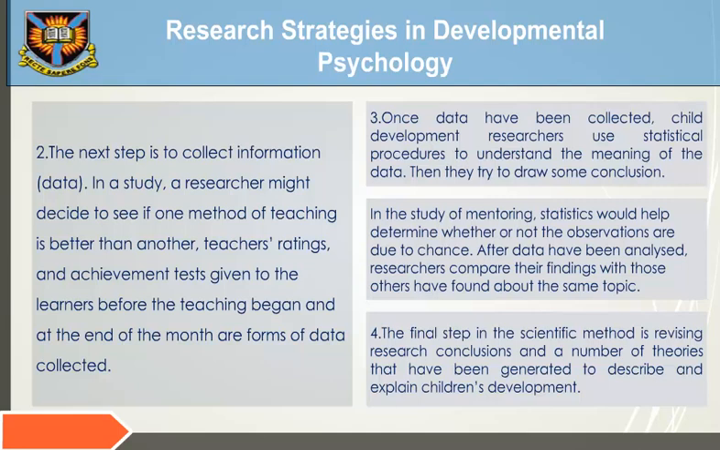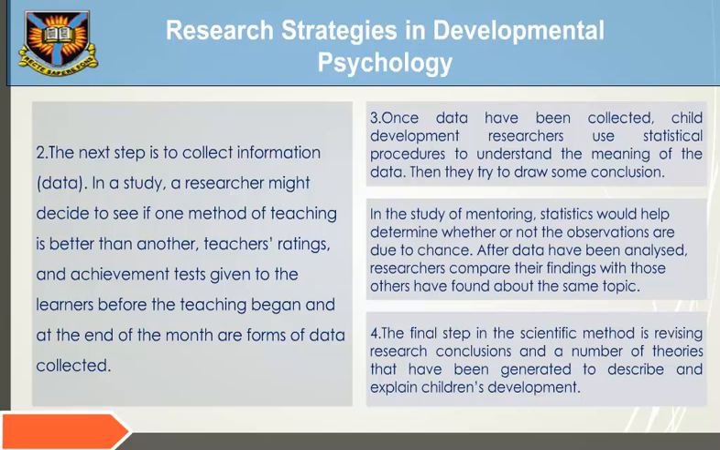3. Once data have been collected, child development researchers use statistical procedures to understand the meaning of the data. Then they try to draw some conclusions. In the study of mentoring, statistics would help determine whether or not the observations are due to chance. After data have been analyzed, researchers compare their findings with those others have found about the same topic.